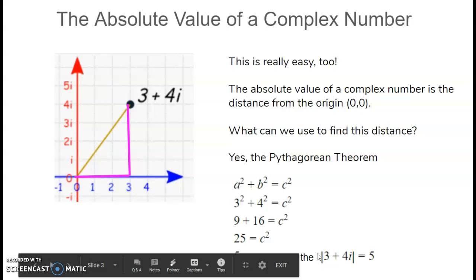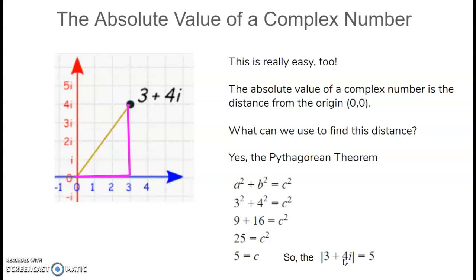So the absolute value of 3 plus 4i, written with the absolute value bars, is 5. On the next slide, you're going to have 3 more problems to do.